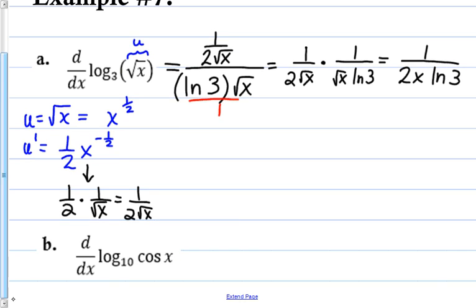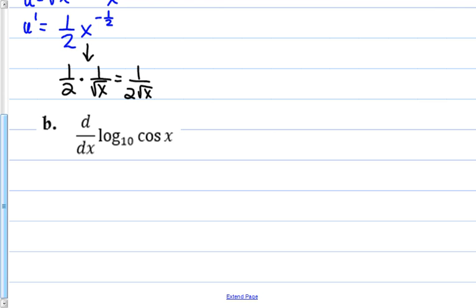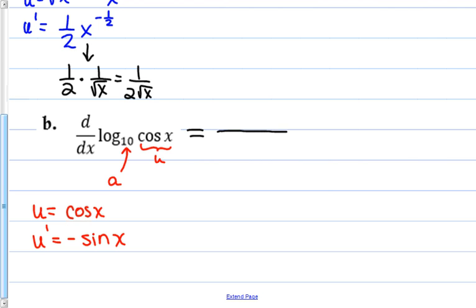Okay, b. For b, this is my u, and this right here is my a. U is cosine of x, so u prime is negative sine of x. Then the derivative is going to be u prime, so negative sine of x, over the natural log of a, so natural log of 10, times u, which is cosine of x.